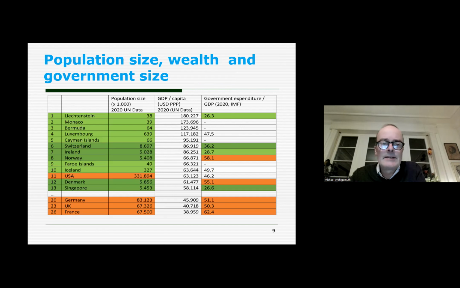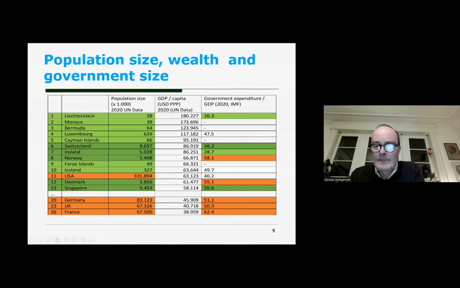And here I depicted this ranking, from 1 down there, according to the GDP per capita, so the wealth of the citizens per capita. And here, in fact, you see Liechtenstein is number 1, with a population size of only 38,000 inhabitants. Next is Monaco, which is also a very small state, with very high income per capita.